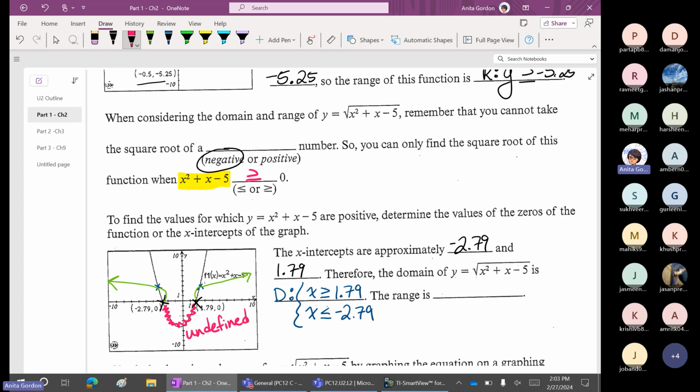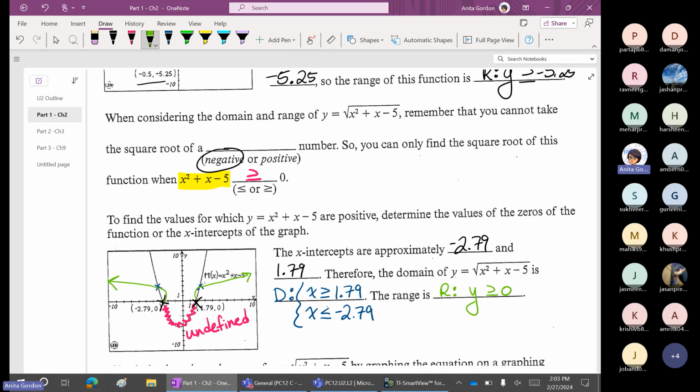What's the range of my new graph, the square root graph? What are the allowable y values? Where is my starting point and where am I going? Greater than or equal to 0. Perfect.